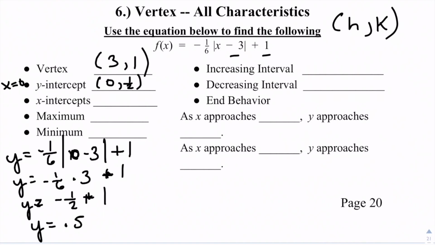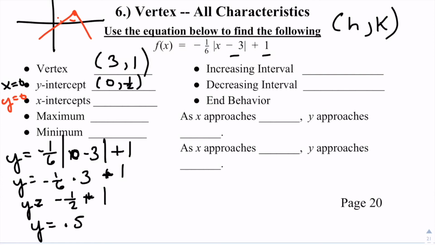Now, when we want to find our x-intercepts, we need to set y equal to 0. Remember, we could have one x-intercept, two x-intercepts, or no x-intercepts, depending on where it's located. I'm going to sketch a little graph here with my vertex, just to give me an idea. So it's (3, 1), so 1, 2, 3, up 1, and I know that I got a reflection, so I know that it goes like this. That's not perfect, it's probably not even close, but I know that that's the shape of it. So I know I'm looking for 2 x-intercepts.